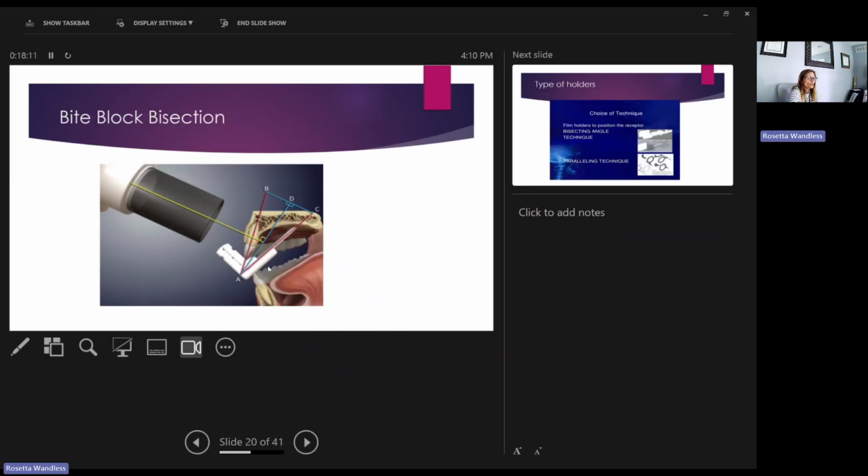This is what it would look like if you were using a bite block. There's no ring, there's no arm or anything, but it is giving us B, the long axis of the tooth. D is going to be the bisecting line, and you can see what the yellow is showing, the 90-degree perpendicular line at that bisecting angle. And C is going to be your image receptor.